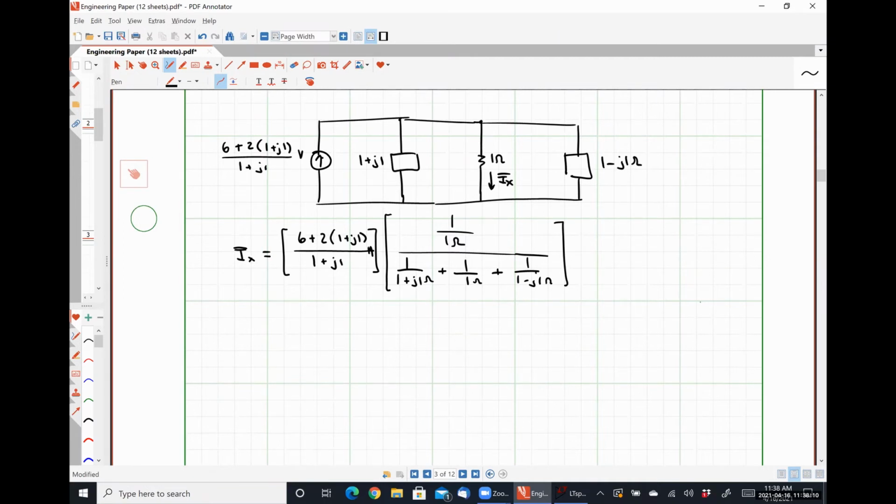So now I was just putting this ugly fraction in a calculator. Give me like 3 minutes. So I have 6 plus 2 times 1 plus 1i over 1 plus 1i, times 1 over 1 plus 1i plus 1 plus 1 over 1 minus 1i.